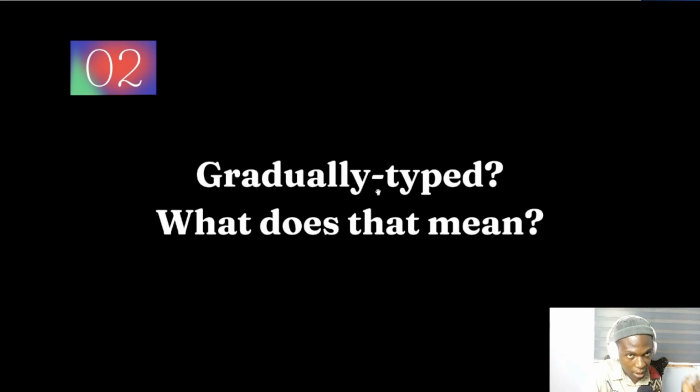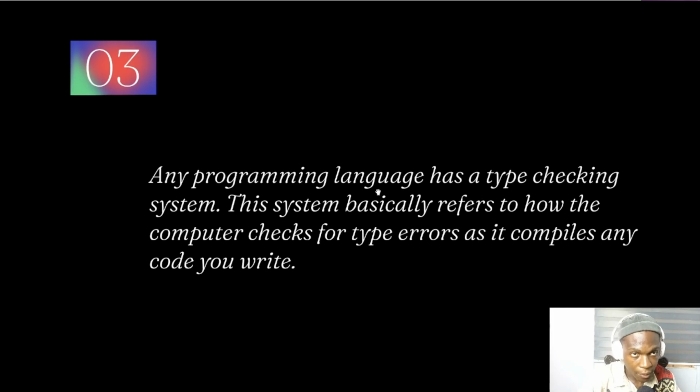Now, the keyword from what I just explained is gradually typed. So the question is, what exactly does a gradually typed programming language refer to? Basically, for every programming language, there is what we call a type checking system. This type checking system is how the computer checks for type errors as it compiles any code that you write. And when I say computer, I'm really talking about the compiler.